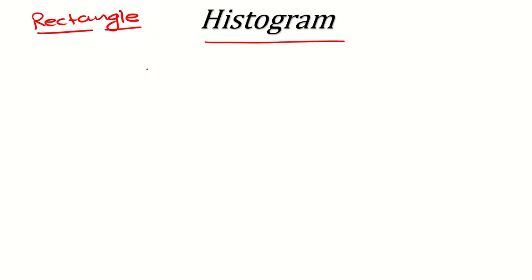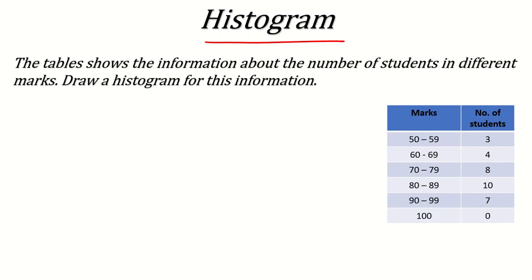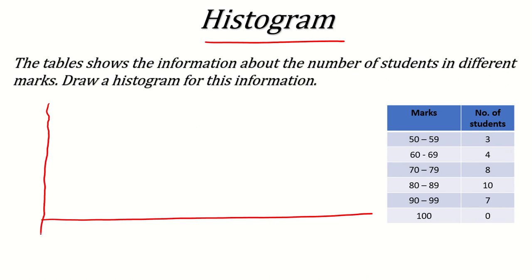Now how will you make it? The problem will remain the same. The method is the same. Just in place of making dots, we will make boxes. For example, the question can be: the table shows the information about the number of students in different marks. Draw a histogram for this information. Now you see here, in a dot plot we draw only one line, but in a histogram we will draw two lines like this also.